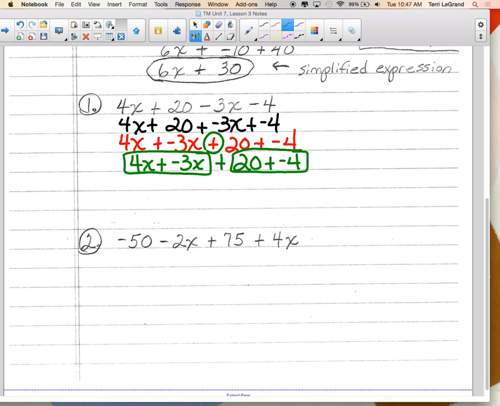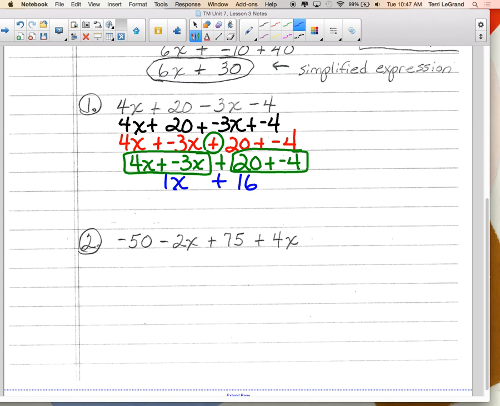4x plus negative 3x. What's 4 plus negative 3? 1. Okay, so we have a 1x plus 20 plus negative 4. 20 plus negative 4. You have $20, you get $4, what do you have left? 16. So it's got to be plus 16.